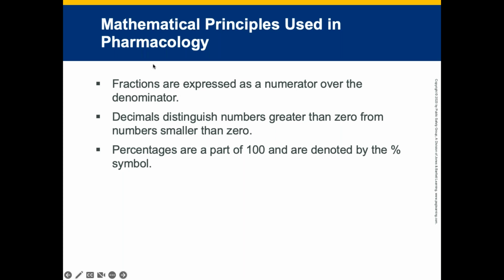All right, so we're going to talk about mathematical principles used in pharmacology. All right. So basic mathematical principles to calculate accurate medication dose. This is very important so we don't give the wrong amount of medication, right? So a little review. Fractions are expressed as a number, with the portion available over the denominator, the total quantity. Decimals distinguish numbers greater than 0 from numbers smaller than 0.